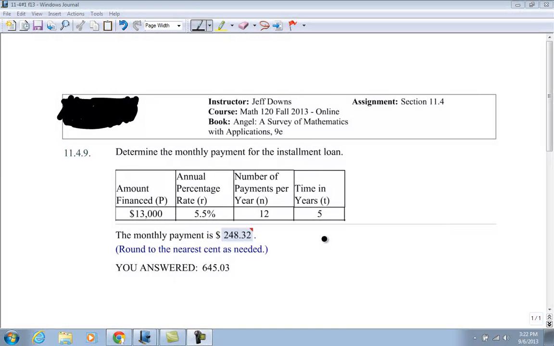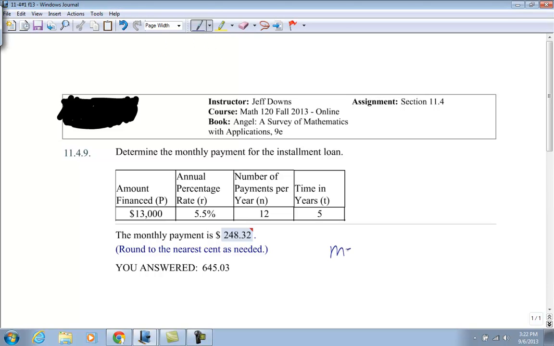I want to work a couple problems from 11. I think these are both 11.4 problems. This is the first one in the assignment. Determine the monthly payment for the installment loan. I know there's a table, but I really don't like the table. I'll use it if I have to, but we have this wonderful formula. Let's try using this formula and see what we come up with.